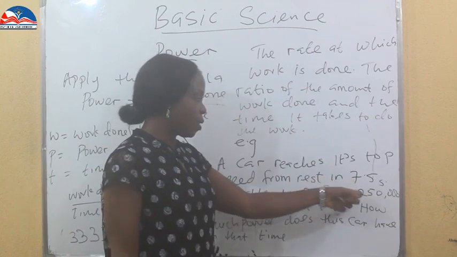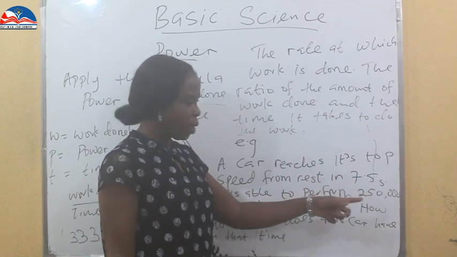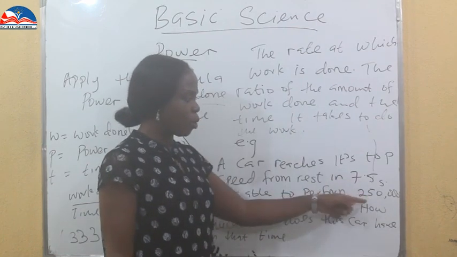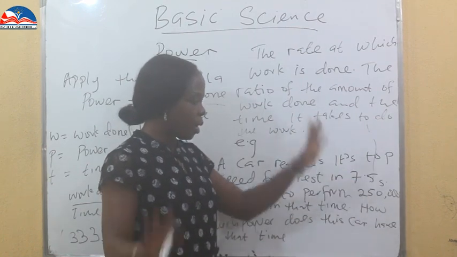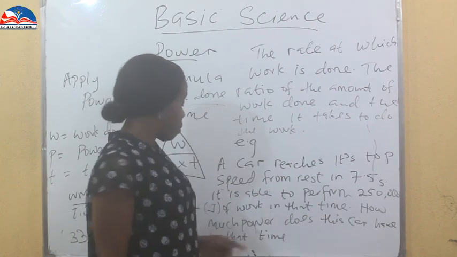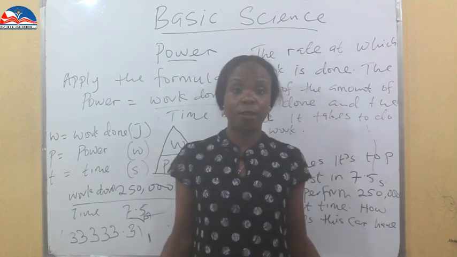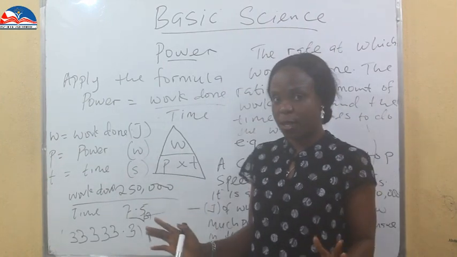So this is our seconds, this is our joule, this is work done. This is our second, which is time. You put this into the formula, work done divided by the number of seconds, and you will have the power this car has in that time. This is the power, 33333.3. It's the amount of power that car has at that particular time.